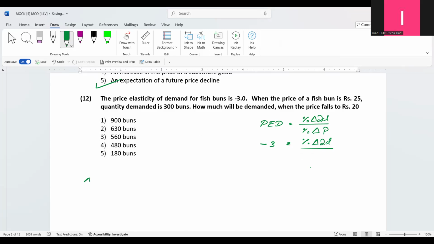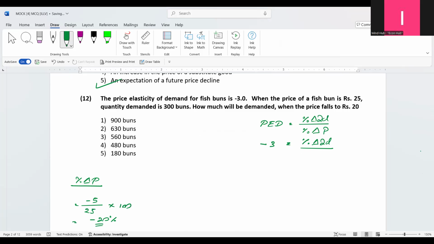The percentage change in price would be: price goes from 25 to 20. So that's a change of -5, a decrease. Original value was 25, times 100. So this would mean price has changed by 20%. Okay, we are clear there? Price has changed by 20%.